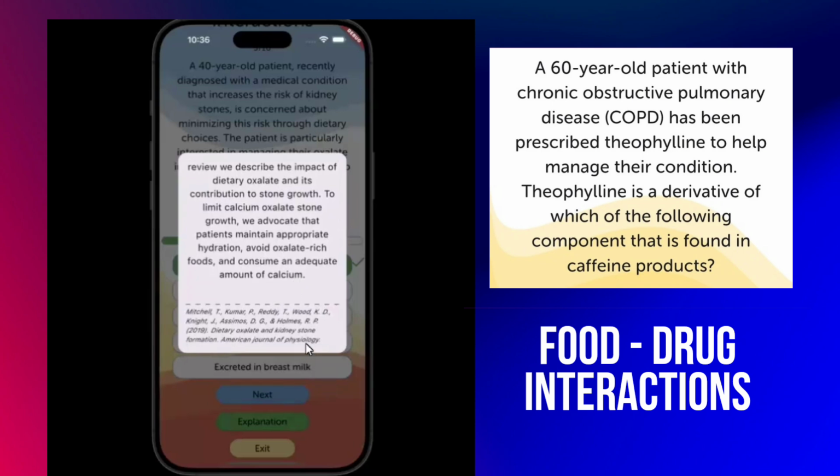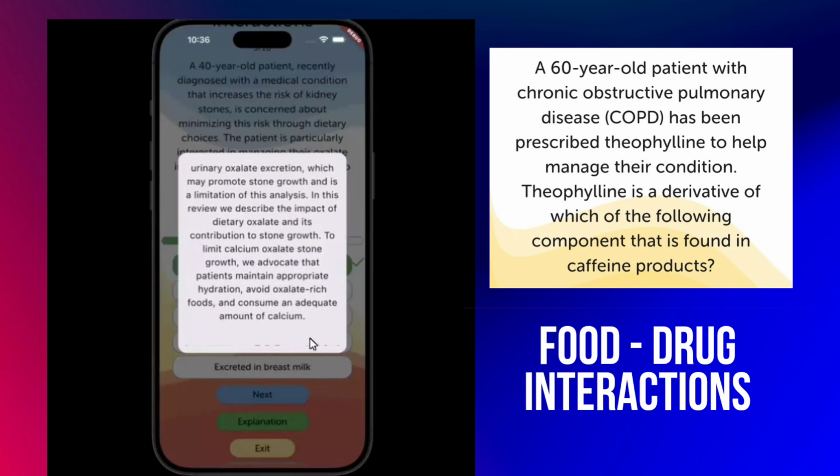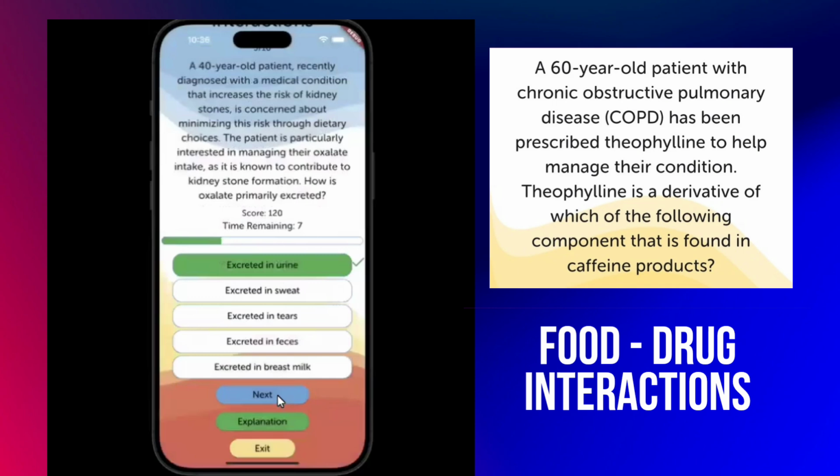Just don't eat a lot of raw spinach, rhubarb, or chard. You can eat it raw, but in smaller quantities, okay, to avoid promoting kidney stone formation. But hydration is key. Drinking loads of water will help prevent kidney stone formation. Avoid oxalate-rich foods, especially if you have recurrent kidney stones, and consume an adequate amount of calcium, okay? Now, let's go to the next question.